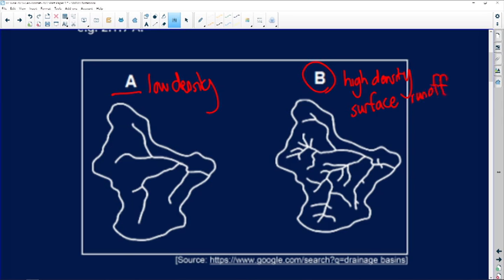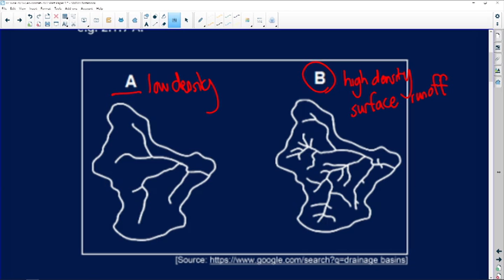So the water infiltrates much more over here. Just because it's a low density doesn't mean it gets less rainfall. It might depend on the underlying rock. Now it might be permeable or impermeable. What's the difference between permeable rock and impermeable rock? Permeable rock allows water to infiltrate. Okay, impermeable doesn't allow water to infiltrate. So if you look at B, we might say it's impermeable rock. So the water is rather going to be on the surface.